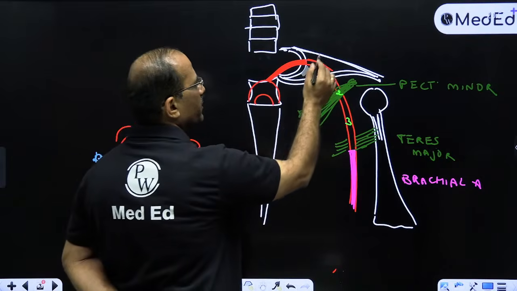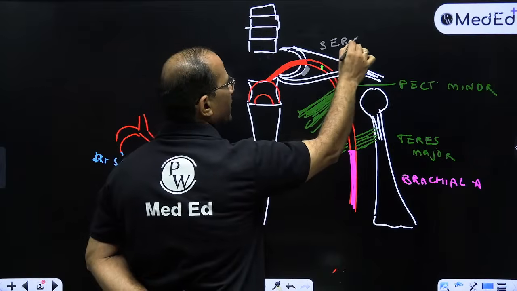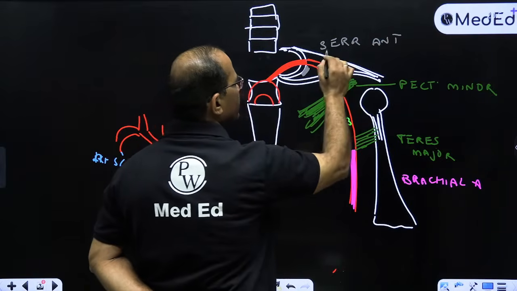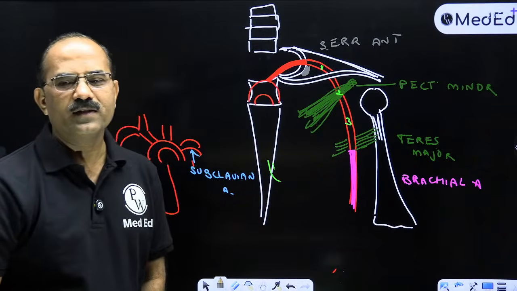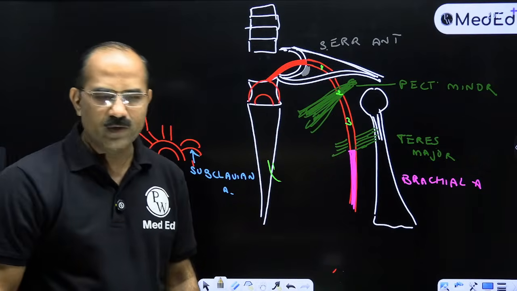What is this muscle? ये muscle का नाम क्या है? सेराटिस anterior. That's the serratus anterior. This muscle is the serratus anterior. So, yes Sudhir, yes Jessica, very good.